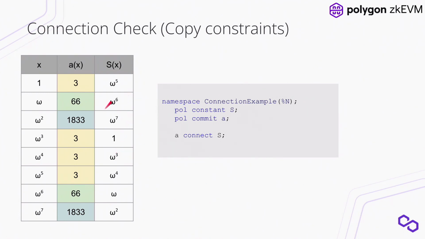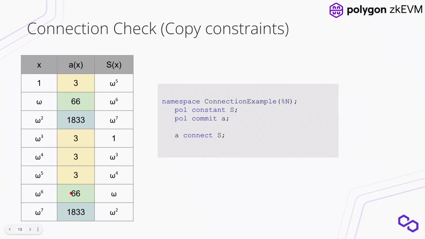And this is the polynomial that defines the copy constraints, so this is how we build this polynomial. If we want to do a copy constraint between here and here, mainly what we do is exchange: instead of putting a W and a W6, we just swap them. We put the W6 and the W. And if we want to do a copy constraint of four, we just do a rotation on this permutation polynomial. And we express that in PIL as: A connects with the S polynomial.